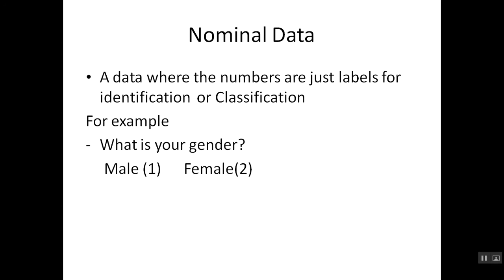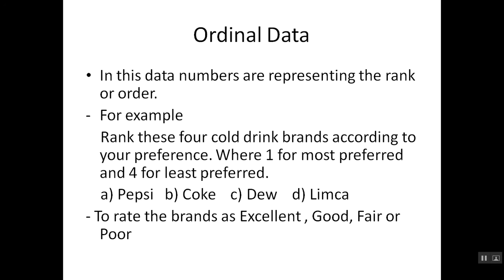Right? Now, the second is ordinal data. In this data, numbers are just representing the rank or order. For example, rank these four cold drink brands according to your preference, where 1 is most preferred and 4 is least preferred. Now I have 4 options: Pepsi, Coke, Dew, Limca. If somebody is answering this question, he puts the option 1 for Pepsi, 2 for Coke, 3 for Dew, and 4 for Limca.